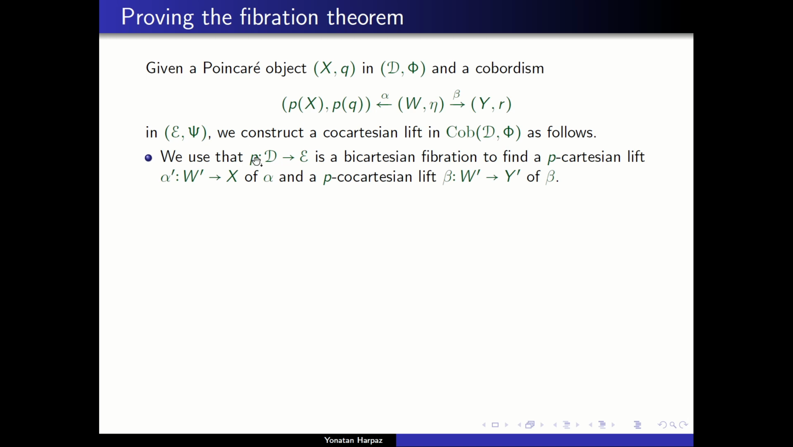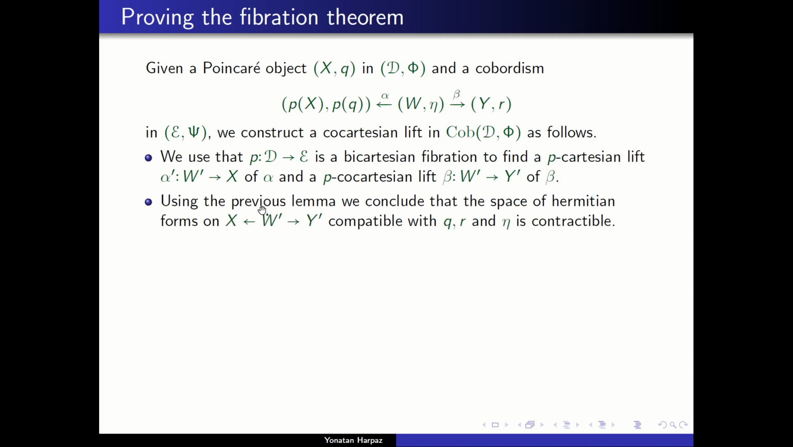Now, using that P from D to E is itself a bicartesian fibration, we can find a p-Cartesian lift α' to α, so this would be some arrow from w' to x. And then a p-coCartesian lift β' starting from w' and lifting β, so that it ends with some y' living above y. We hence obtain a span lifting the underlying span of this cobordism.